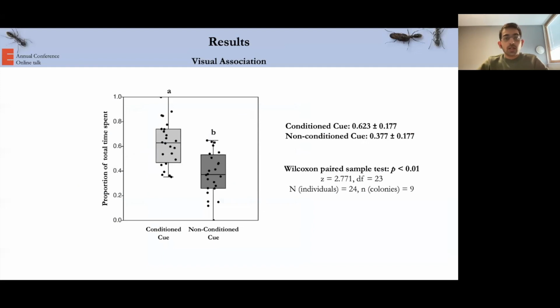So what do we get? The proportion of total time spent is significantly greater on the arm with the conditioned visual cue than the one with the non-conditioned cue. In more specific terms, it was about 1.6 times more on the conditioned cue than on the other cue. Hence, associative learning of visual cues was achieved.